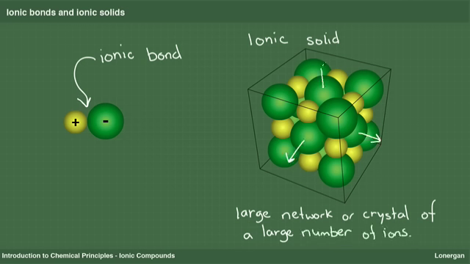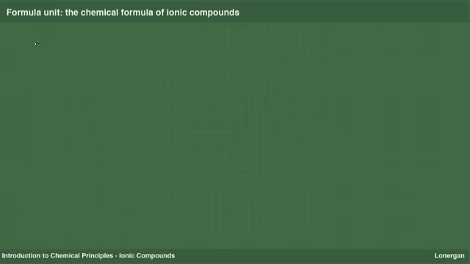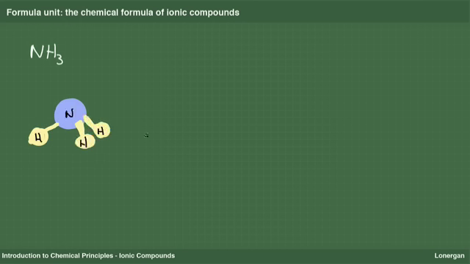This extended structure is unlike the molecules making up covalent compounds, where a relatively small number of atoms are held together by covalent bonds. This difference is also important in how we think about the chemical formula of ionic versus covalent compounds. For a covalent compound like ammonia, the chemical formula NH3 tells us that there is a molecule containing 1 nitrogen and 3 hydrogen atoms.